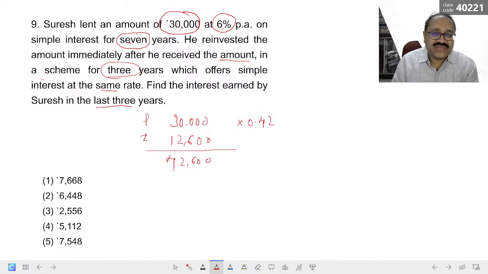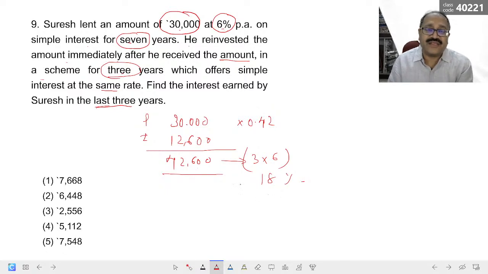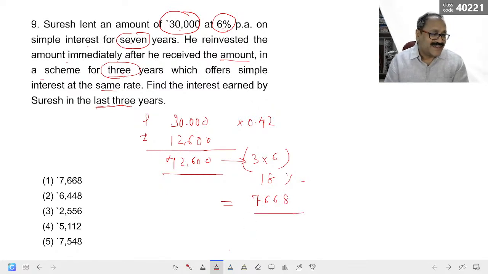So this is the question. The total is this much and this is again invested for 3 years with the same rate of interest. So if you are investing for 3 years at 6% per annum, that means you are getting interest of 18% on this. So what will be that 18%? Let's multiply this, and finally you will be getting 42,600 into 0.18, which is 7668. Wow Vidisha madam, that's good.